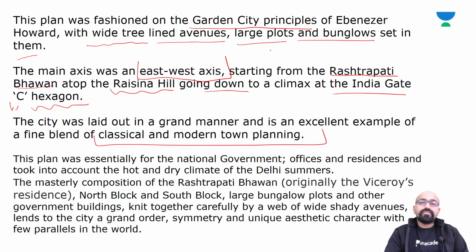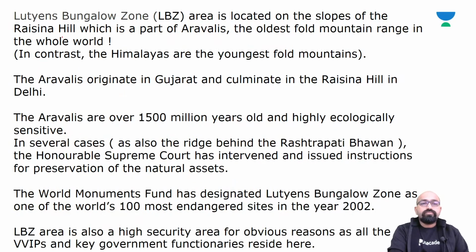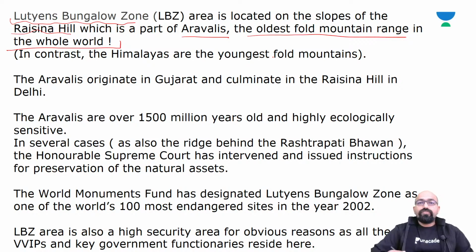All right, so we can say this is a unique structure built by Britishers. Okay, now this Lutyens Bungalow Zone, known as LBZ, is located on the slopes of the Raisina Hill, which is a part of the Aravallis, the oldest fold mountain range in the world. So this is the geographical link of the Lutyens zone. The Aravallis originate in Gujarat and culminate in Raisina Hill in Delhi. Basically, these are over 1500 million years old and a highly ecologically sensitive range.